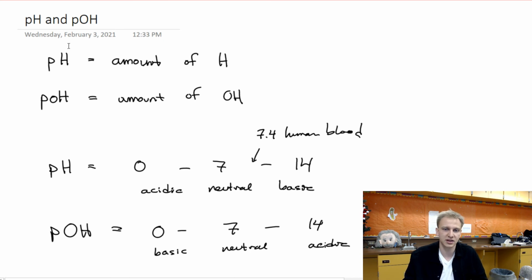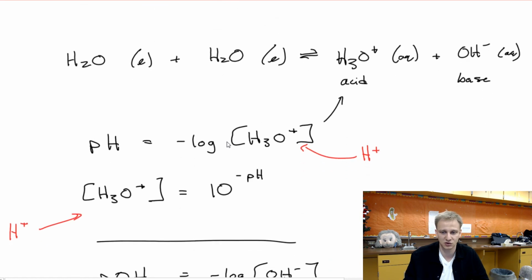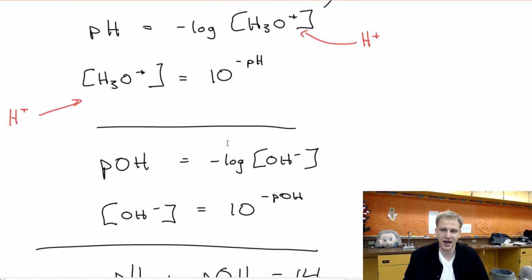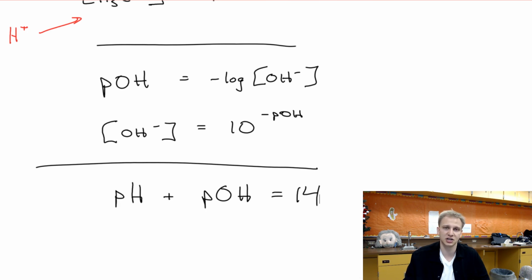And because pH lines up better with the Bronsted-Lowry definition, it's the preferred method that we use more often. And that is the formulas of pH, pOH, and the descriptions and definitions between them.